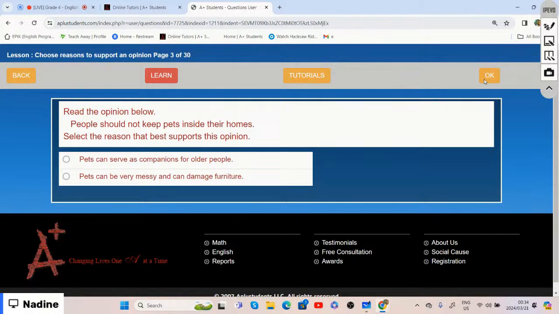So people should not keep pets inside their homes, right? If we select the reason to support what that person is saying, is it because pets can serve as companions for older people, or pets can be very messy and can damage furniture? So, which one best supports the opinion? Option one or option two?